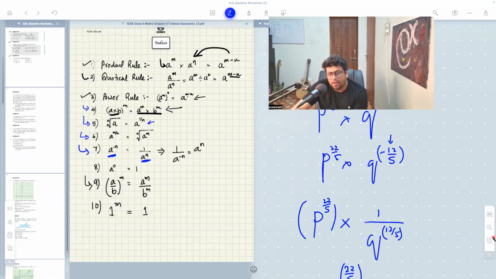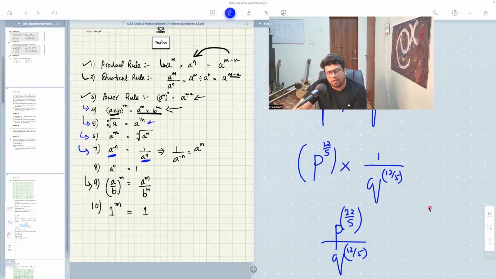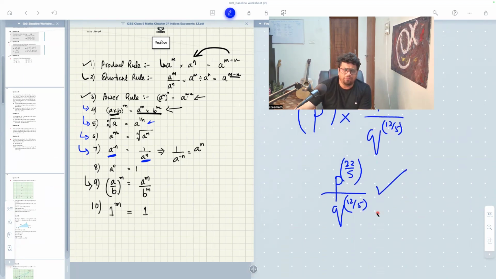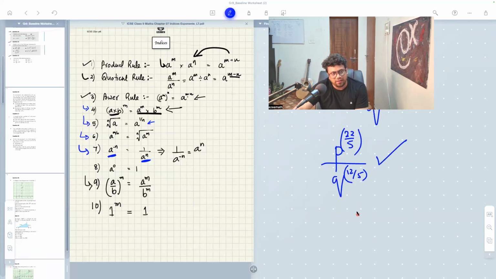You're going to create a reciprocal. Because there's a negative, it's going to get a 1 by q to the positive 12 by 5 there. And now you can combine the two. This is what your answer should be. And of course, there are a lot of ways to go from there, but this is the most reasonable one out of so many possibilities. You can simplify it, but no need as of now.